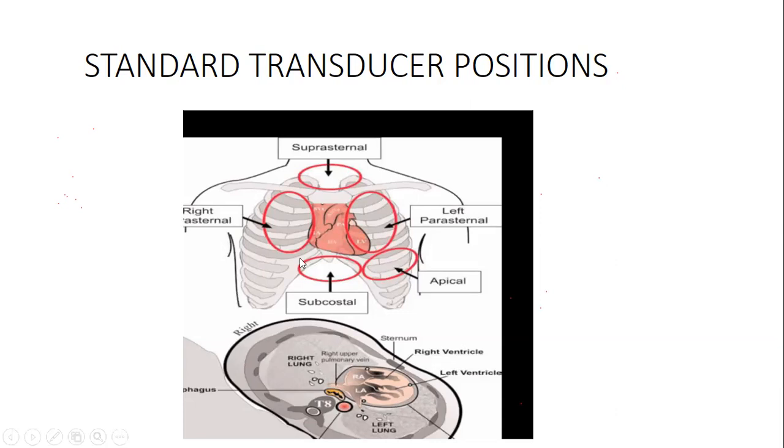And then the third view that you get is the subcostal view. For the subcostal view, you go through the xiphoid. This also gives you the 4 chambers, but it's a very important view for pericardial effusion.